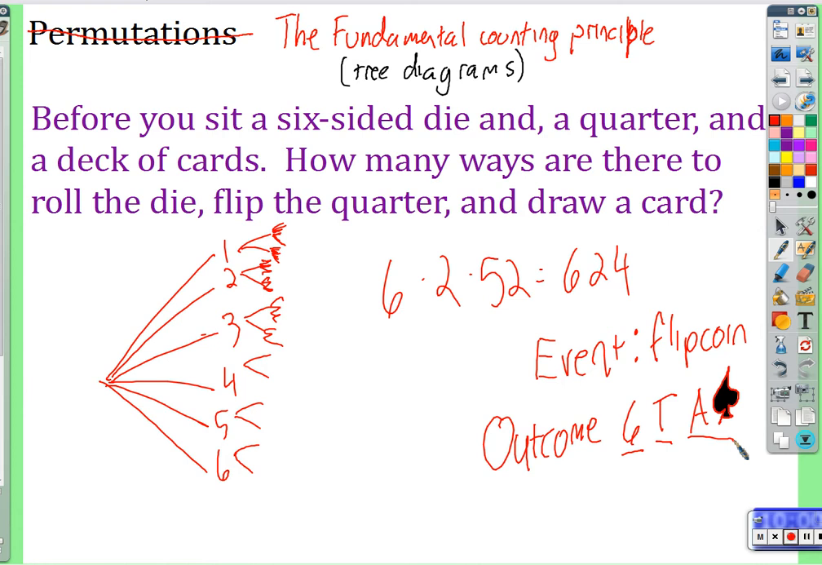So before we move on, just the last thing for this slide here, who can sum up what the fundamental counting principle is, tells us to do what? No, we're not playing the quiet game. I just want somebody to explain what the fundamental counting principle says.